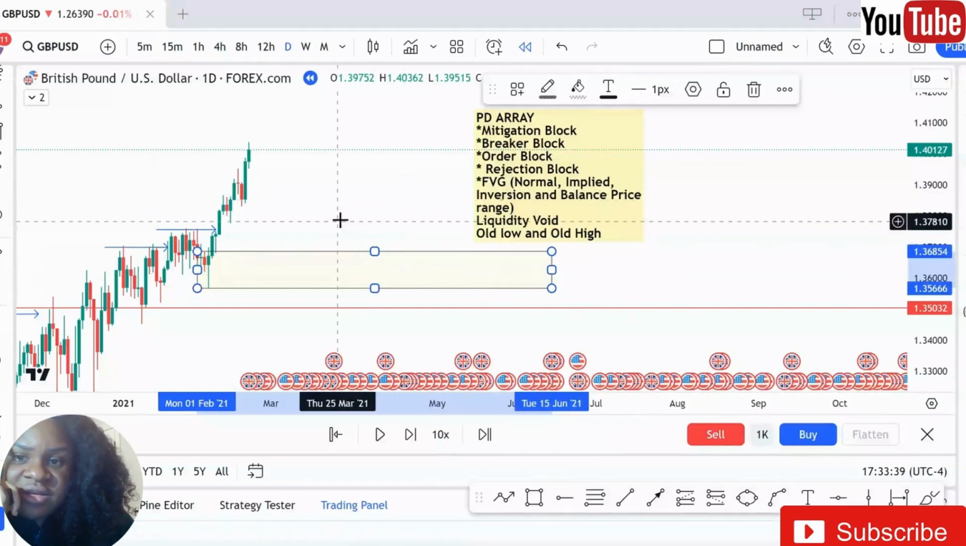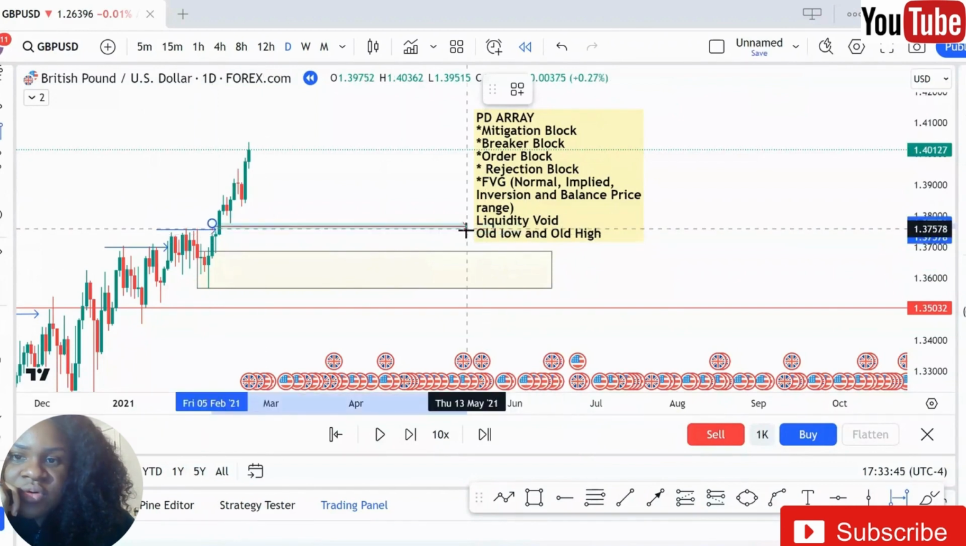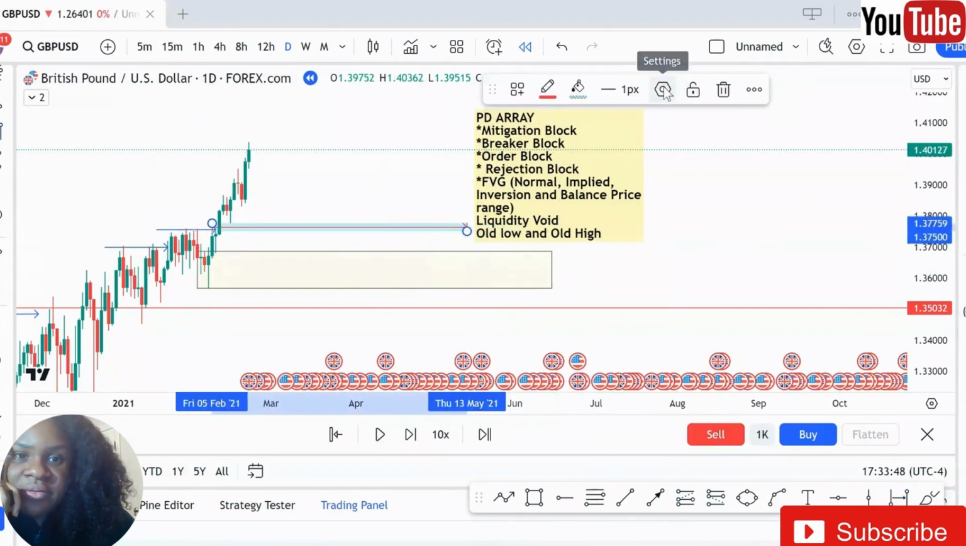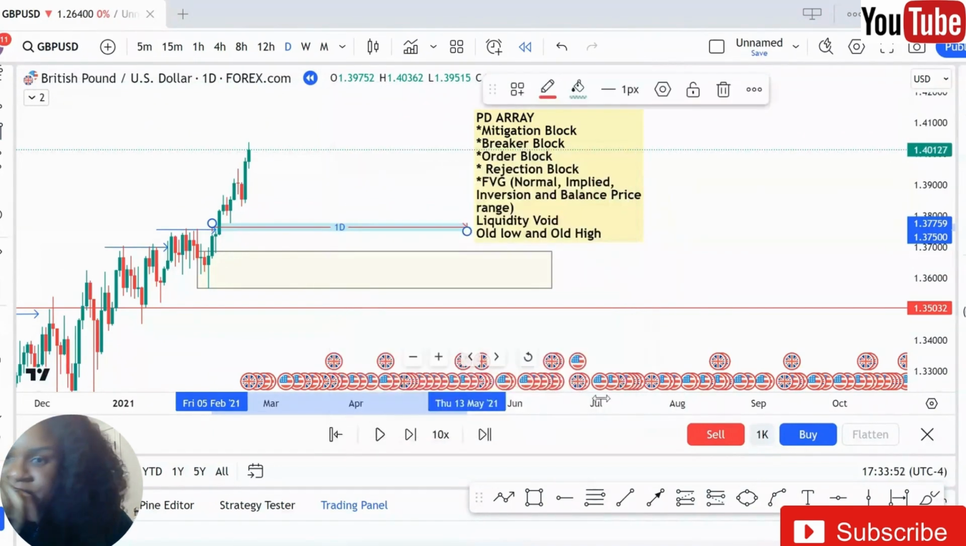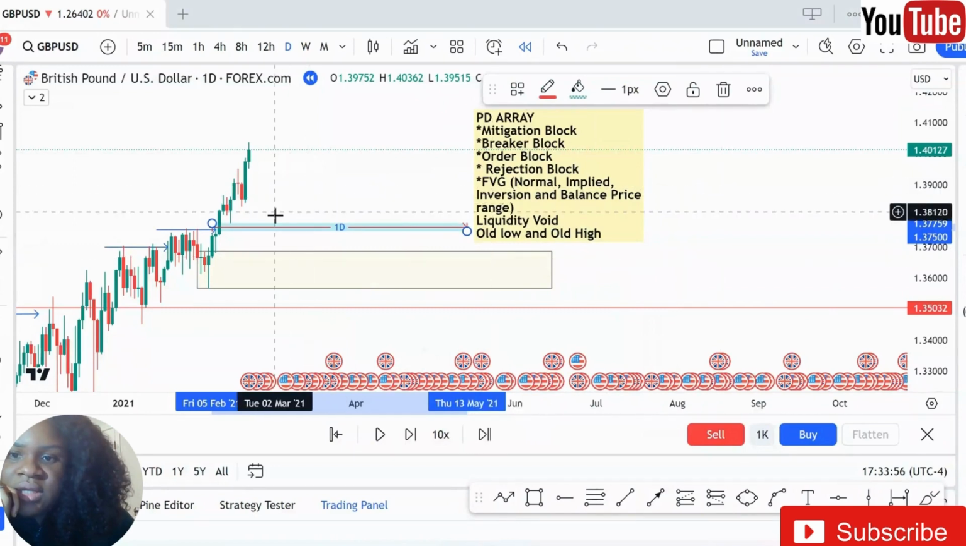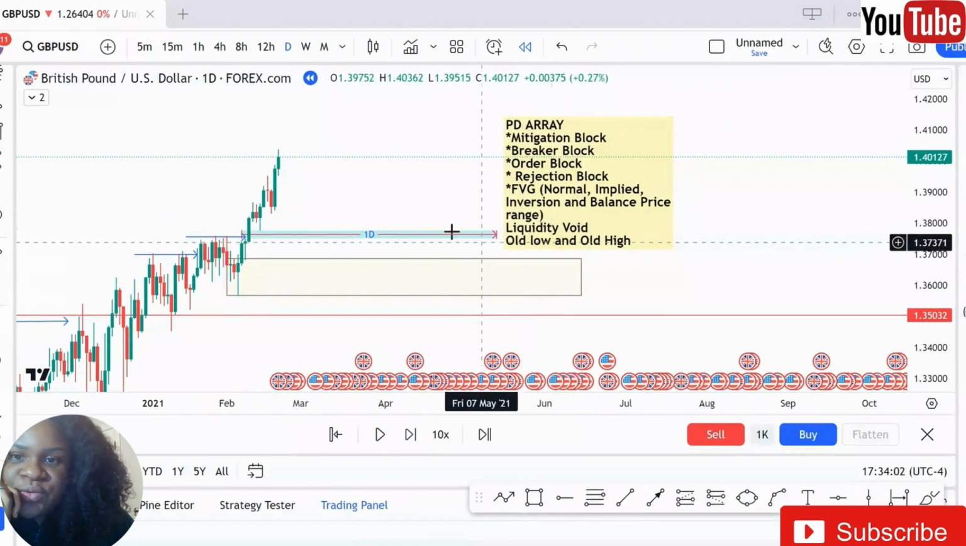Is there a fair value gap? You can see a small fair value gap inside here for 1 day. Don't forget, you can label it. Then ask again yourself a question. What next? Is there a liquidity void? No. Is there old lows or old highs?